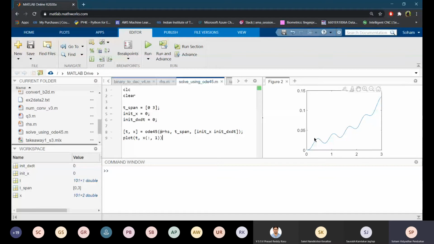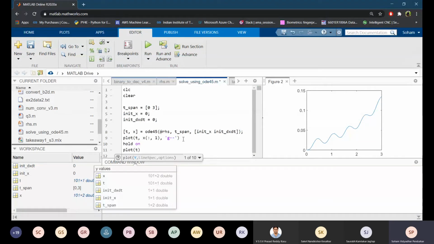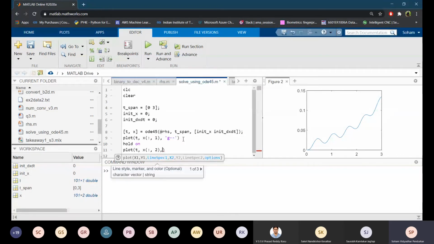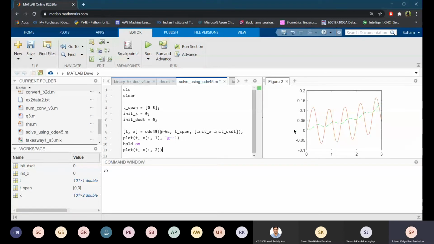And if I specify g plus, hold on, plot t comma x, everything from column 2. Okay, so what you saw before, just in a different legend. So this is how you get the equations to solve.